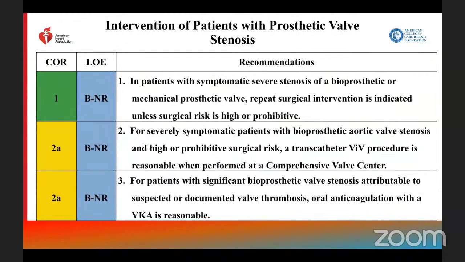When to intervene for patients with prosthetic valve stenosis. In patients with symptomatic severe stenosis of a bioprosthetic or mechanical valve, repeat surgical intervention is indicated unless surgical risk is high or prohibitive, this is class 1. For severely symptomatic patients with bioprosthetic aortic valve stenosis and high or prohibitive surgical risk, a transcatheter valve-in-valve procedure is reasonable when performed at a comprehensive valve center. It's a class 2A. For patients with a significant bioprosthetic valve stenosis attributable to a suspected or documented valve thrombosis, oral anticoagulation with a vitamin K antagonist is reasonable as a class 2A.